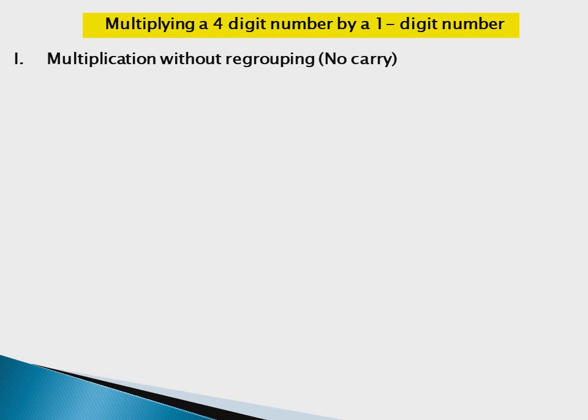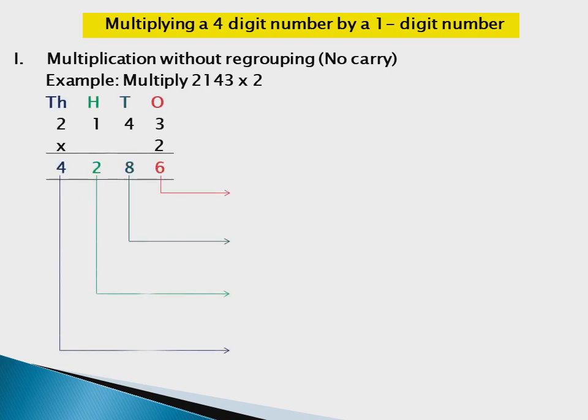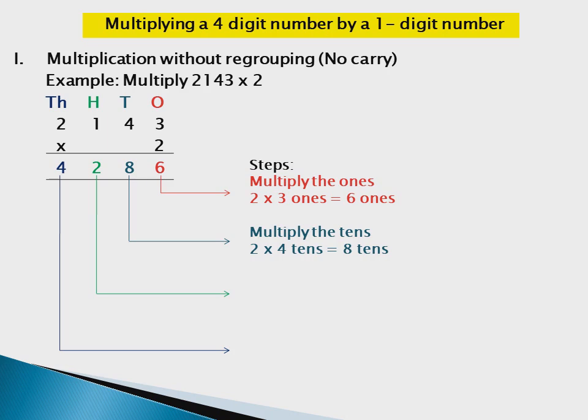First, multiplication without regrouping. Example, let's multiply 2143 times 2. Since the top number has 4 digits, we will have 4 small steps of multiplication. Remember, we always start from the ones place. Step 1. Multiply the ones. 2 times 3 ones is equal to 6 ones. Write 6 below the ones place. Step 2. Multiply the tens. 2 times 4 tens is equal to 8 tens. Write 8 below the tens place.